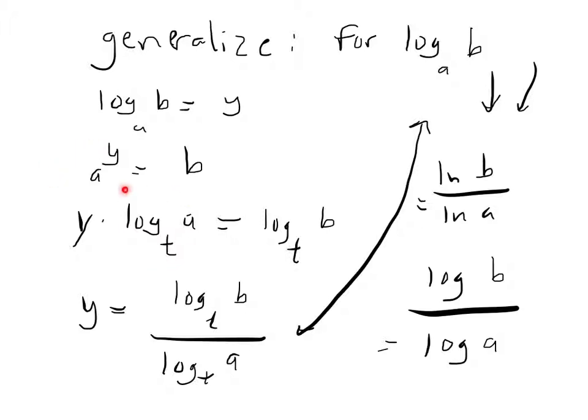The y then is going to slip down front by my law of logarithms exponential rule. And so I've got y times log base t of a equals log base t of b. Want to solve for y, because that's what log base a of b is. Solve for y, I divide each side by log base t of a, and I get y equals log base t of b over log base t of a. And again, in general, for t we want to use e as a base, using natural logs, or 10 as a base using our common logs. So in general, log base a of b equals natural log b over natural log a.